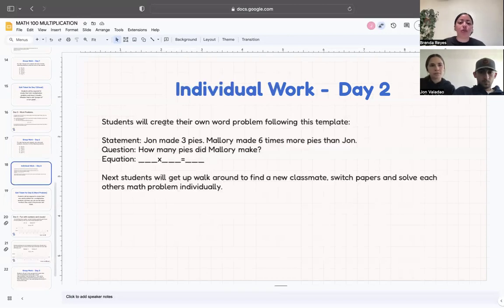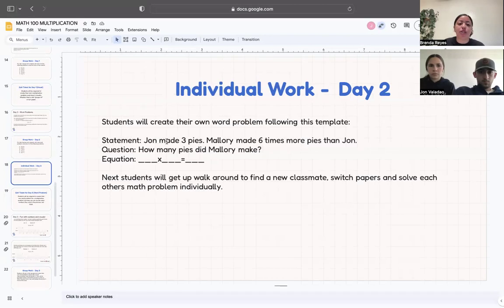And then that way we also promote collaboration, but also set them on the right track to get guided practice among the students. For individual work day 2, students will create their own word problem following this statement that they learned on the first day.